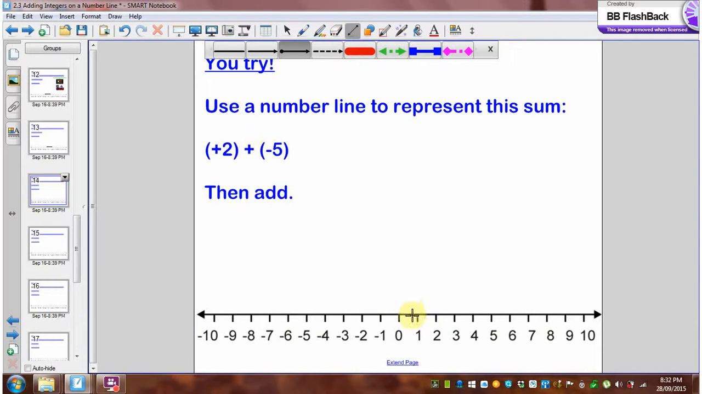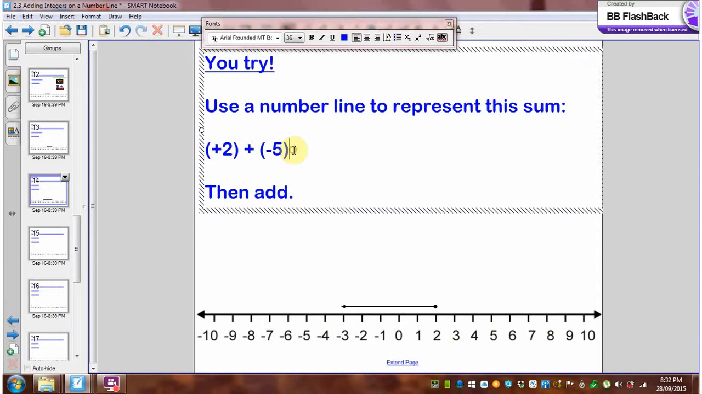Positive 2, we start up here. We're going down 5, so are we going left or right? We have a negative 5. So we're going to the left 5. So 1, 2, 3, 4, 5. Okay, and where did we end up? We ended up on negative 3. So plus 2 plus negative 5 equals negative 3.